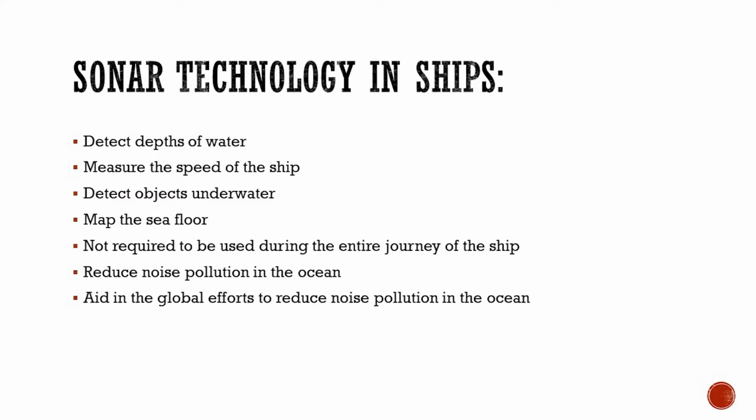There are a few types of sonar technology used by a ship. Sonar technology is mainly used by ships to detect depths of water, measure the speed of the ship, detect objects underwater, and map the seafloor. However, for some of these purposes, such as mapping the seafloor, detecting objects underwater, and the depth of water, the sonar technology is not required to be used during the entire ship's journey and it can be used one at a time based on specific priority from time to time. This will help to reduce noise pollution in the ocean.